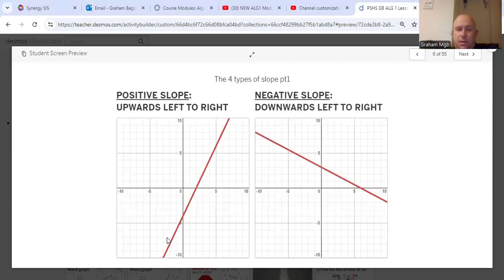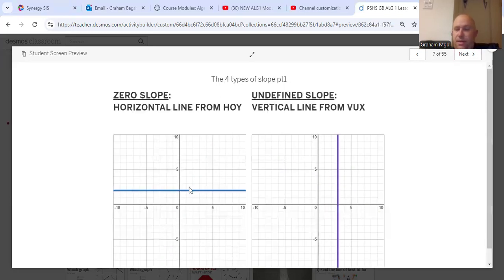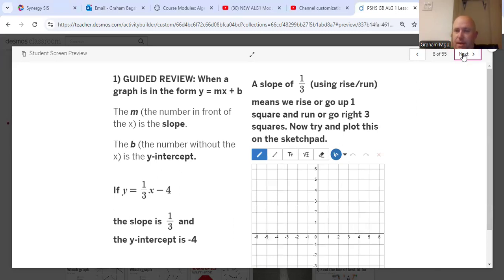Make sure we know the different types of slope, positive and negative, but also what we just talked about, 0 because it's horizontal from Hoy, and undefined from Fuchs because it's a vertical line as well. So as we're doing slope, we still want to think about those two things. A little guided review here.